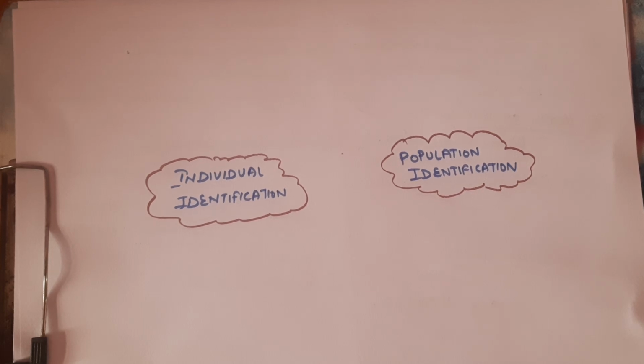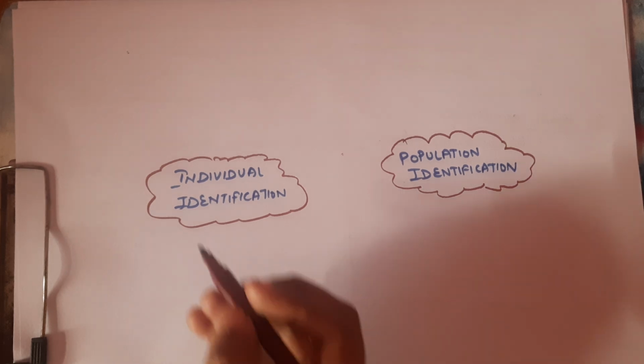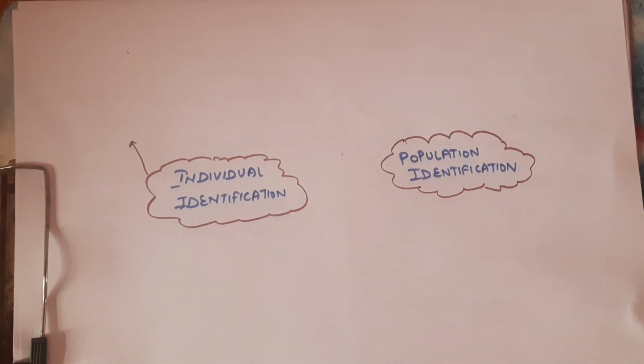And in this video we are going to talk about a very important question: what do we learn from the identification of individual and the population? So first of all, we will quickly write about and learn about individual identification.